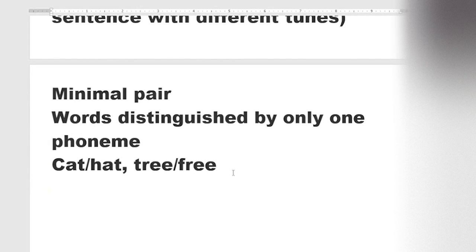So in the last one I'm going to speak about minimal pairs. We use minimal pairs during our lessons, and they help our students to learn words. Minimal pairs are words distinguished by only one phoneme. For example, cat and hat, or tree and free. We are distinguishing these words by only one phoneme. For example, cat, k, hat, h. Tree, t, free, f.